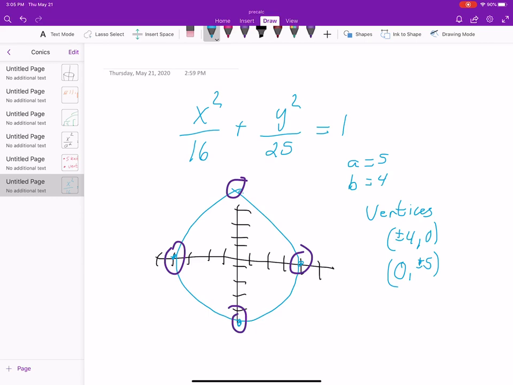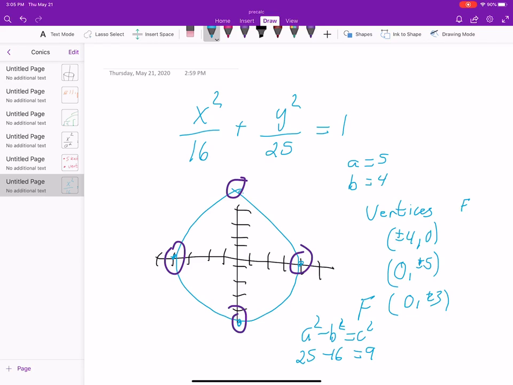All right, let's do the foci. Again, we're going to go a squared minus b squared equals c squared for that. So a squared is 25, b squared is 16. That gives me 9. So c is 3. My foci have got to be along the y-axis because that's the major axis. Plus or minus 3. So there's an ellipse.